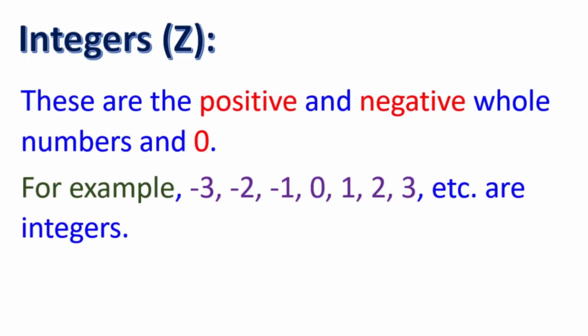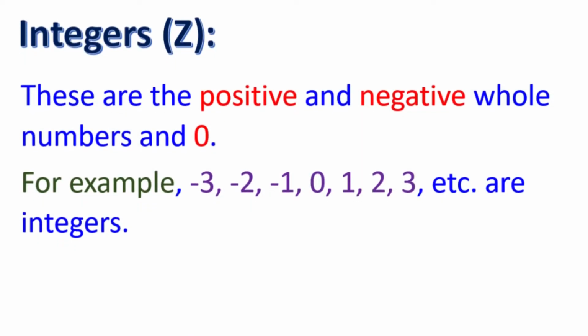Then we have the integers, symbolized as Z. These encompass the positive and negative whole numbers and 0. So numbers like -3, -2, -1, 0, 1, 2, 3, and so forth are integers.